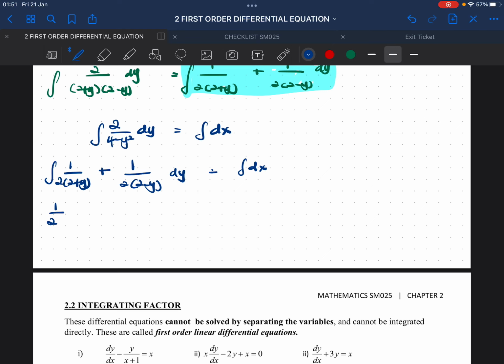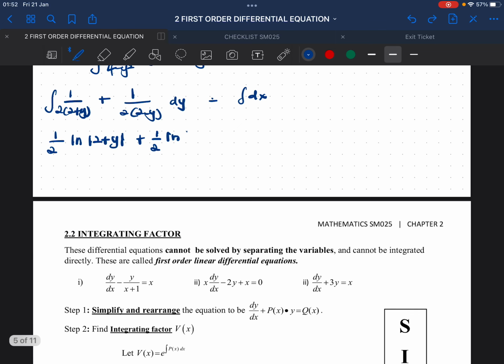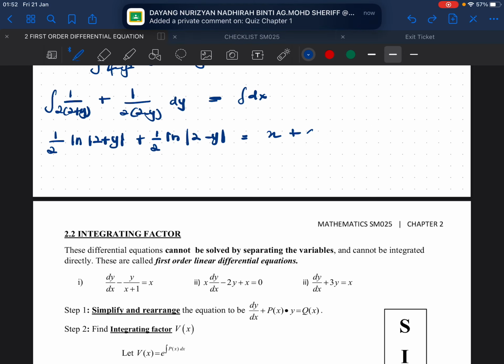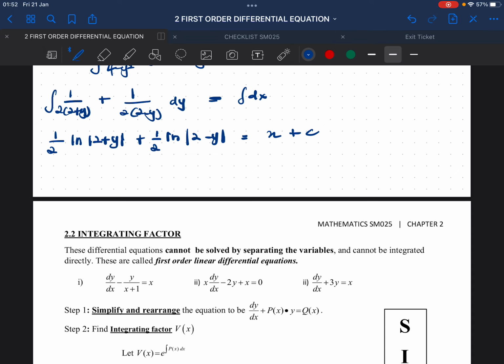Okay, boleh bawa keluar. So we have ln 2 plus y. Here 1 over 2 is also a constant. So we have 1 over 2 ln 2 minus y. And on the right hand side, integrate dx, simply jadi x plus c. Okay. So now, apa yang tertinggal dekat sini? This is correct. 1 over 2 is a constant.